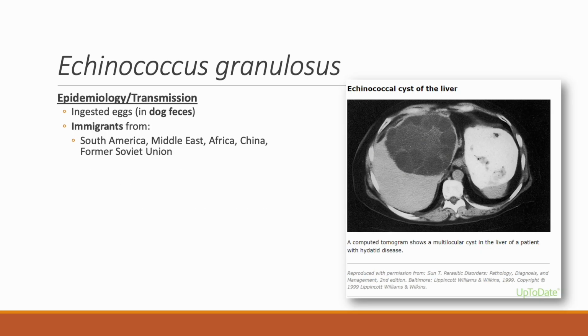Echinococcus is transmitted through ingestion of eggs, specifically from dog feces. You typically will see this in immigrants from areas such as South America, the Middle East, Africa, China, or the former Soviet Union. Workup includes imaging, which can be ultrasound, CT scan, or MRI with findings of cysts in the liver, or potentially lungs or other organs. Additionally, diagnosis can be through serology, which is antibodies against Echinococcus. Ultimately, aspiration or biopsy of the cyst can be diagnostic, with findings such as those described by Dr.